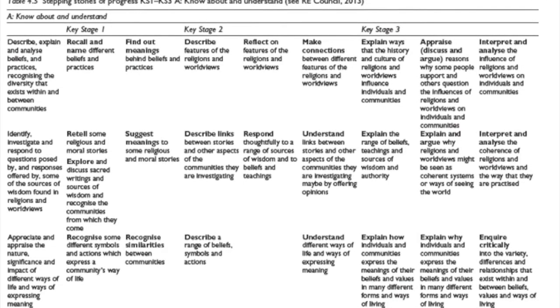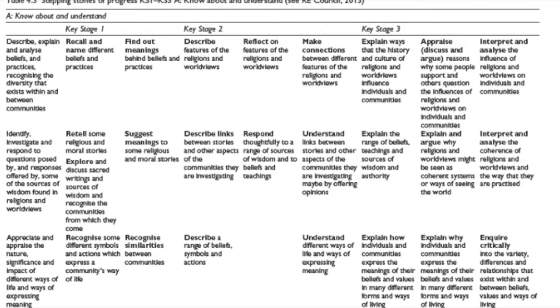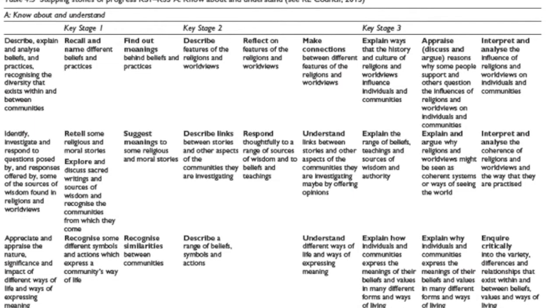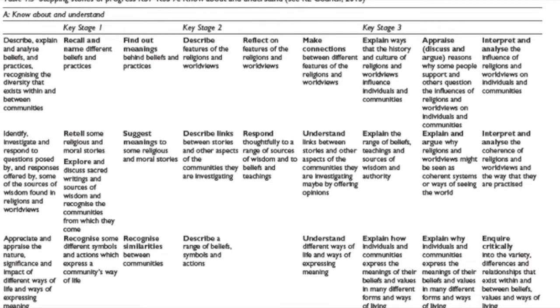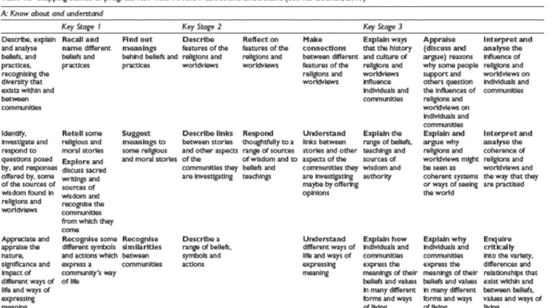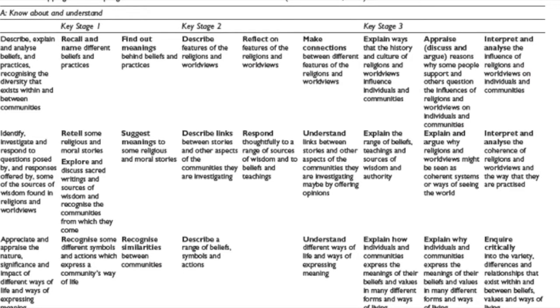And that's problematic, because what we need children to be able to do in Key Stage 2, for example, is to describe links between the stories and other aspects of the community they're investigating. So if they're doing the Christmas story in Key Stage 1, I just want them to be able to retell it to me. In Key Stage 2, I want them to say, well, how does that relate to Christmas? And then maybe there's a number of different things within Key Stage 3, which is to do with, for example, explain how individuals and communities express the meanings of their beliefs and values in many different forms and ways of living.